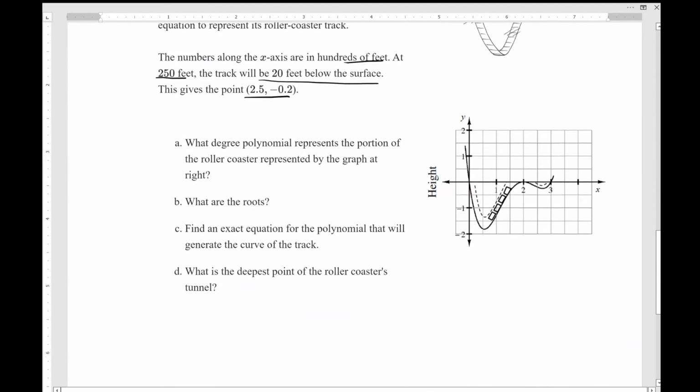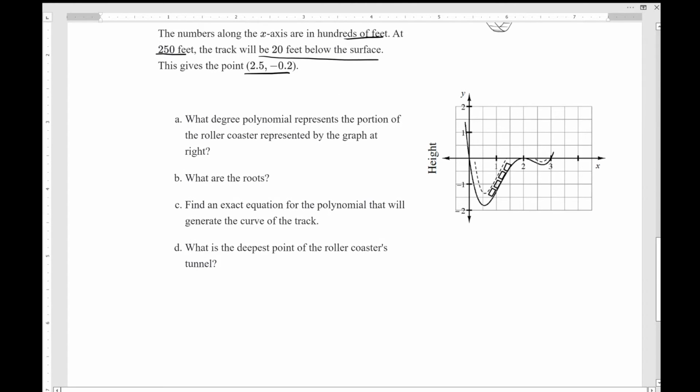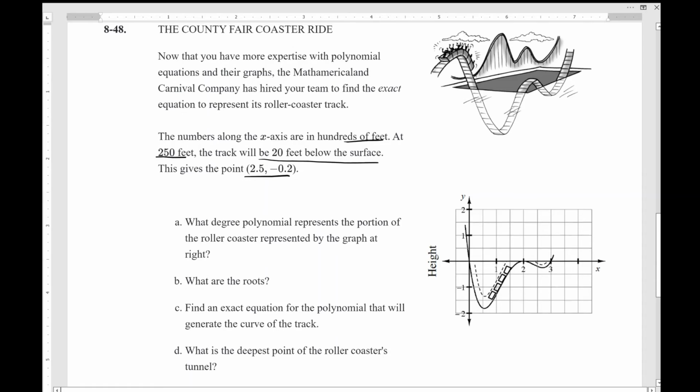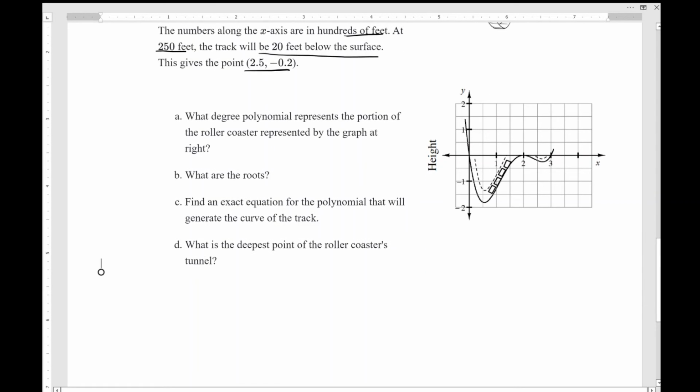Now we will have to extrapolate an equation from this graph here. Thankfully, they kind of walk us through how to do it. And so later on, when you don't have any information, I would suggest that you use these steps to come up with an equation. So notice how the first problem here says, what is the degree of the polynomial?